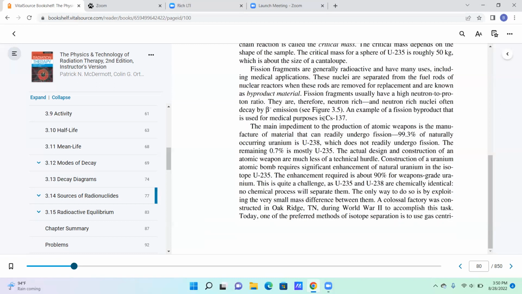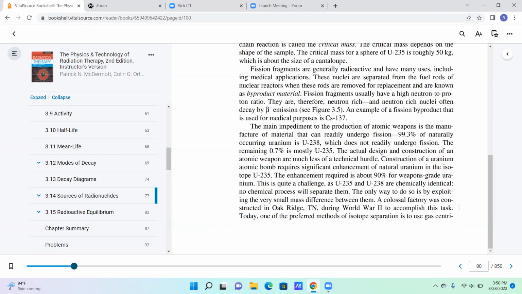So the main impediment to the production of atomic weapons is the manufacture of material that can readily undergo fission. And 99.3% of naturally occurring uranium is U-238. That doesn't work. The remaining 0.7% is mostly U-235. The actual design and construction of an atomic weapon are much less of a technical hurdle. Construction of a uranium atomic bomb requires significant enhancement of natural uranium.